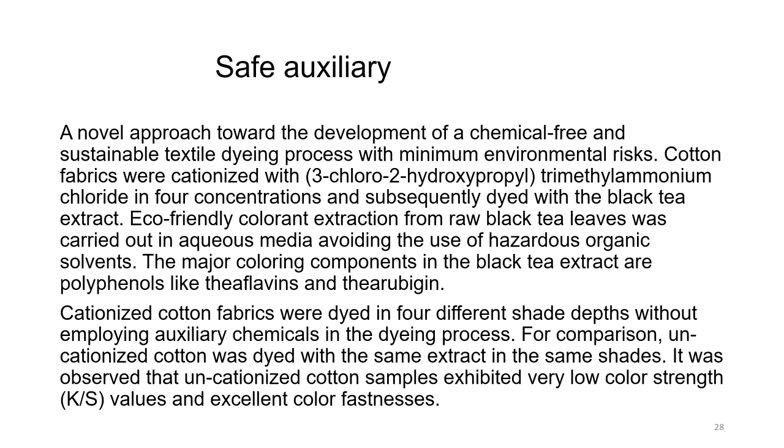Safe auxiliaries. Now, when we talk about natural dyeing, can we also use, other than chitosan and beta cyclodextrin, any other safe auxiliary for enhancing the color of natural dye? A novel approach towards the development of a chemical free and sustainable textile dyeing process with minimum environmental risks was developed. Cotton fabric was cationized with 3-chloro-2-hydroxypropyl trimethyl ammonium chloride in 4 concentrations and subsequently dyed with black tea extract.